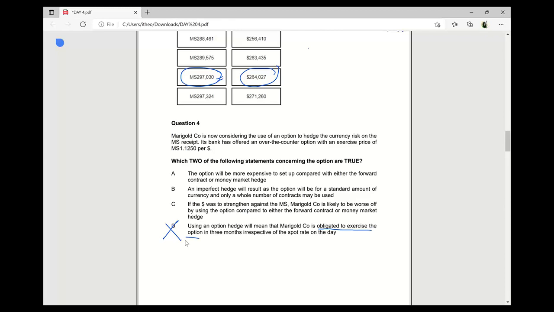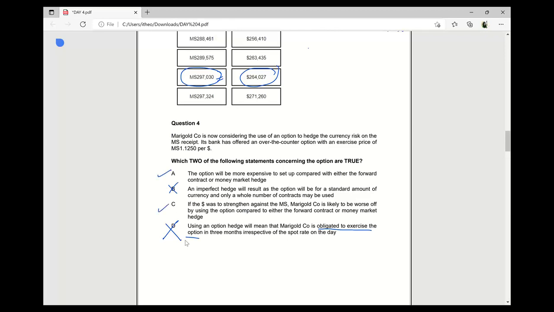Then, an imperfect hedge will result. An option does not create an imperfect hedge. It creates a perfect or a normal hedge. That's clearly mentioned in the Kaplan text. So this is also wrong. The correct answers are A and C.